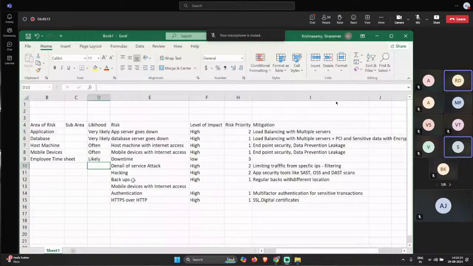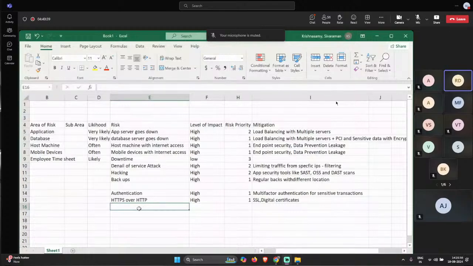Risk is hacking. Okay. Somebody will hack your application system, the application, yeah. Okay. Application security tools. Okay, DAST scan. Regular backups with different locations. Backup was high. Authentication.